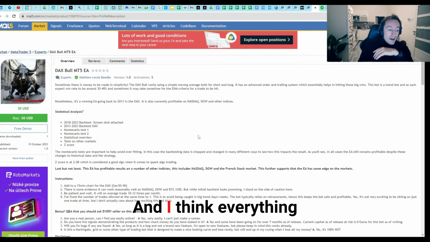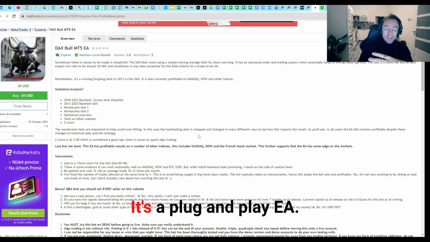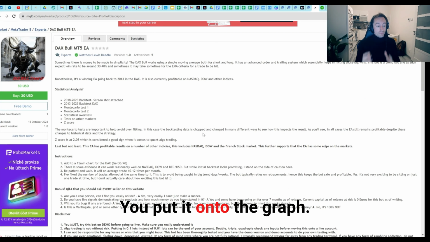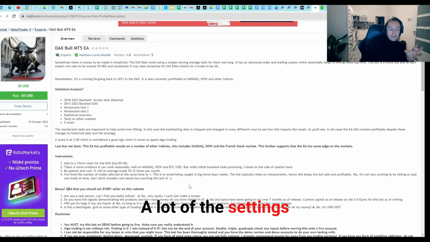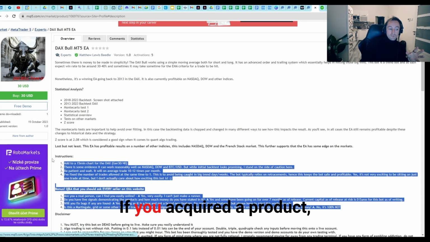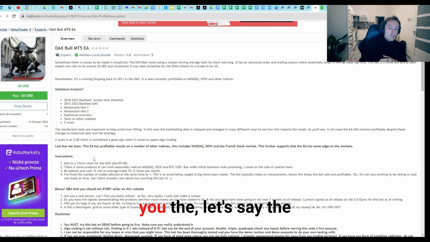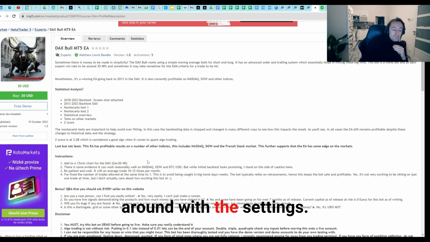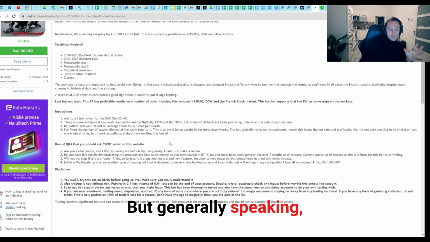And I think everything else is somewhat well explained. It's a plug and play EA. You put it onto the graph. A lot of the settings I've made unchangeable for this, but if you do want to change the settings, if you acquire the product, I'm open to sending you the version that you can change, so you can mess around with the settings. But generally speaking, I just want this to be a plug and play, simple bot that you can add.